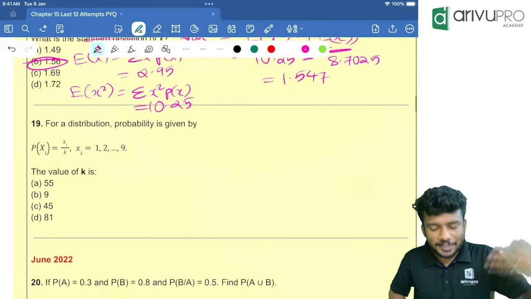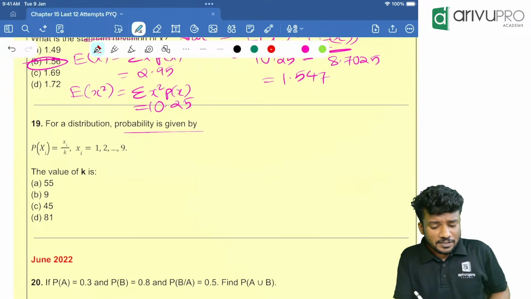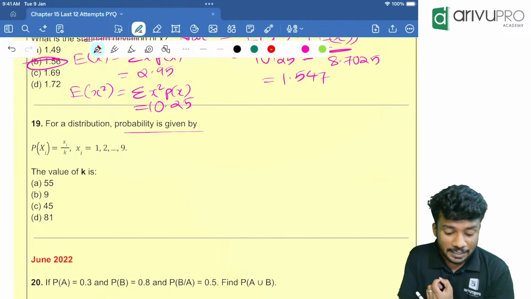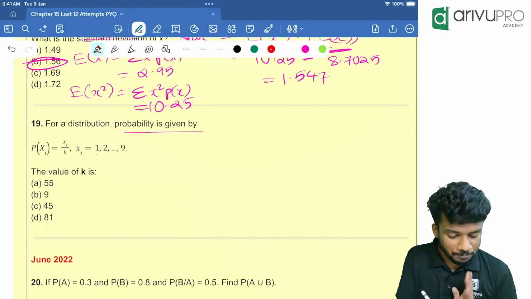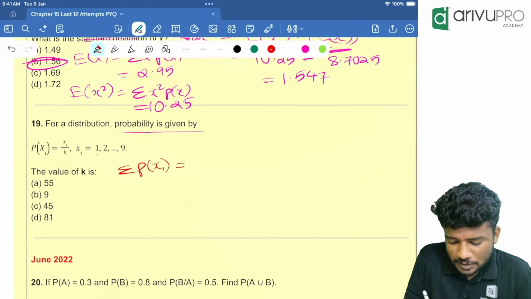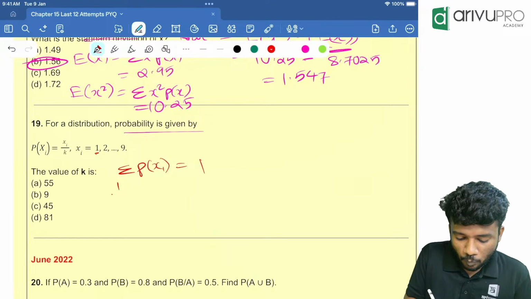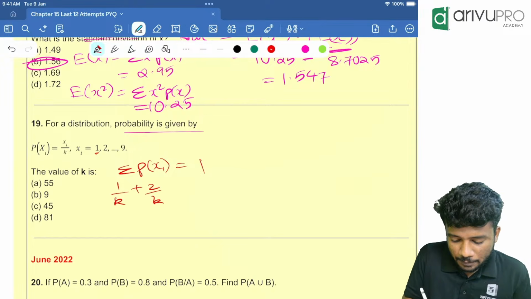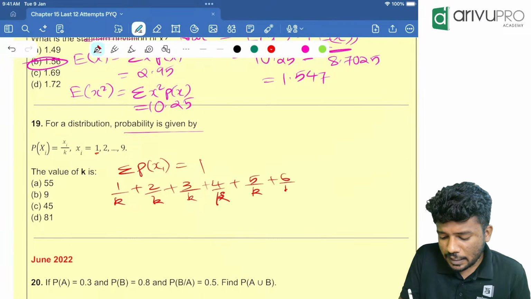Next question, another repeated question as I told previously. For a distribution, probability is given like this: P of x equal to xi by k, and the possible values of x are 1, 2, 3, 4, 5, 6, 7, 8 till 9. What do we know about total probability? If I say sigma P of xi, the total value is 1. So I can write 1 by k plus 2 by k plus 3 by k plus 4 by k plus 5 by k plus 6 by k plus, and so on till 9 by k, which is equal to 1.